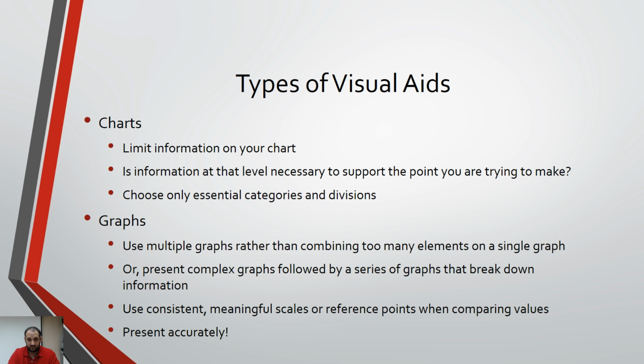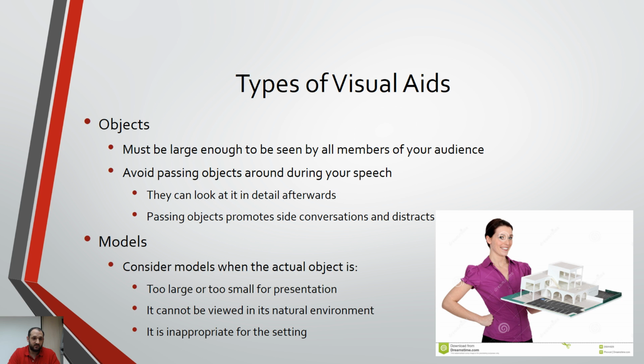Next, objects. This is an often overlooked visual aid. Presenting an object or a model is a type of object. But if it's a small object, be prepared to pass it around, especially if it's a small group. If you're talking about a very large audience, hundreds of people, you're not going to do that. You're going to want to take your object and blow it up so that everyone can see it.